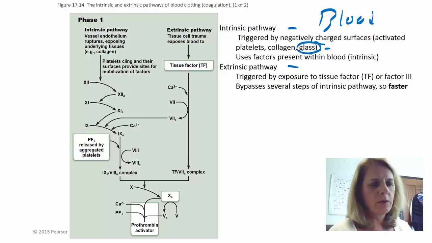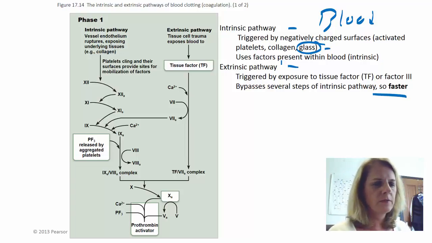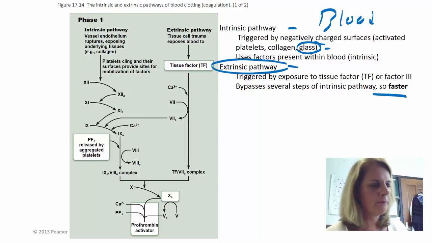The extrinsic pathway, these are things that are found in the tissue surrounding the blood vessel. And so when those tissues are exposed, when that collagen is exposed, that's going to start this pathway as well. And it tends to be a little bit faster, which makes a lot of sense. If you cut yourself and you have an open wound, an open vessel, you need to slow that blood down even faster. So the extrinsic pathway is a little more direct, fast way to blood clot or coagulate.